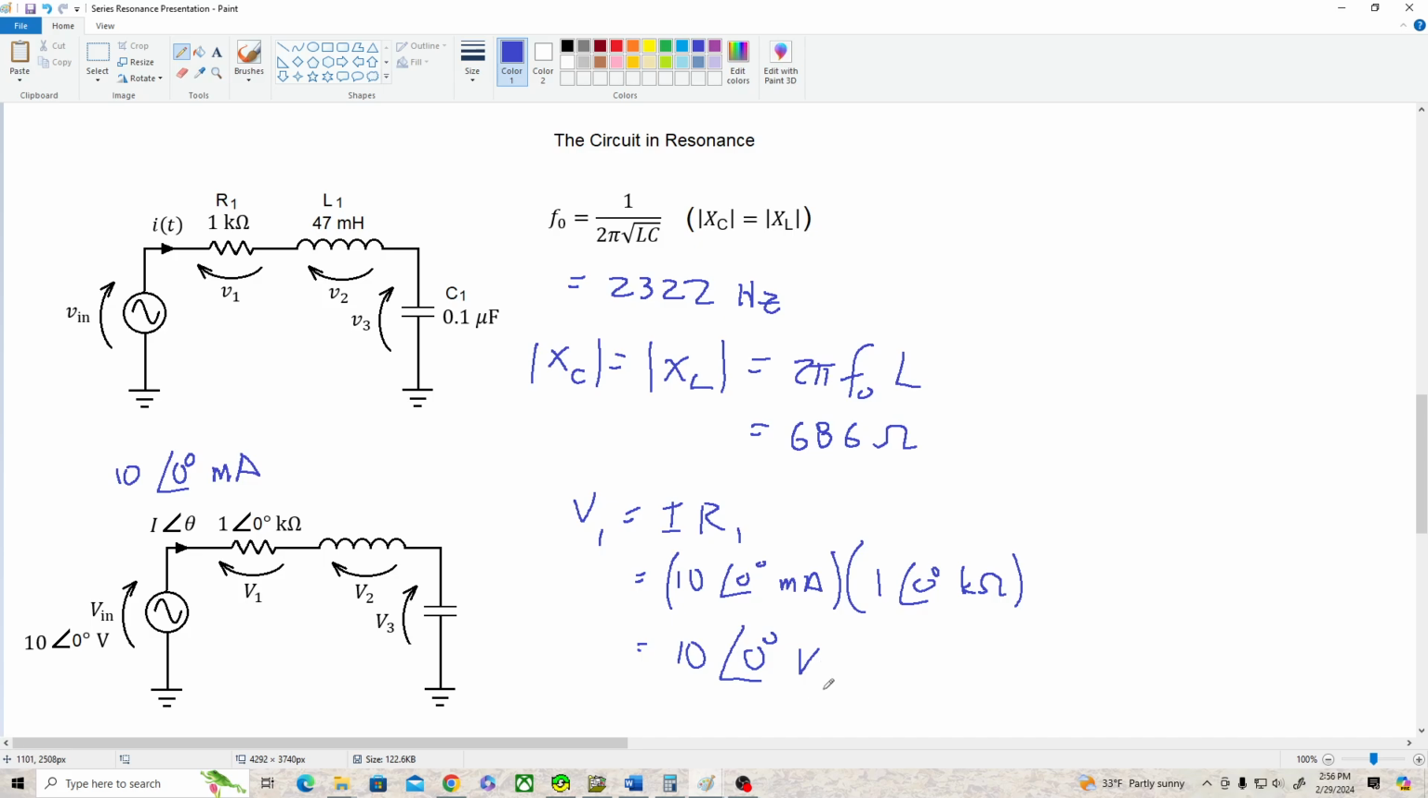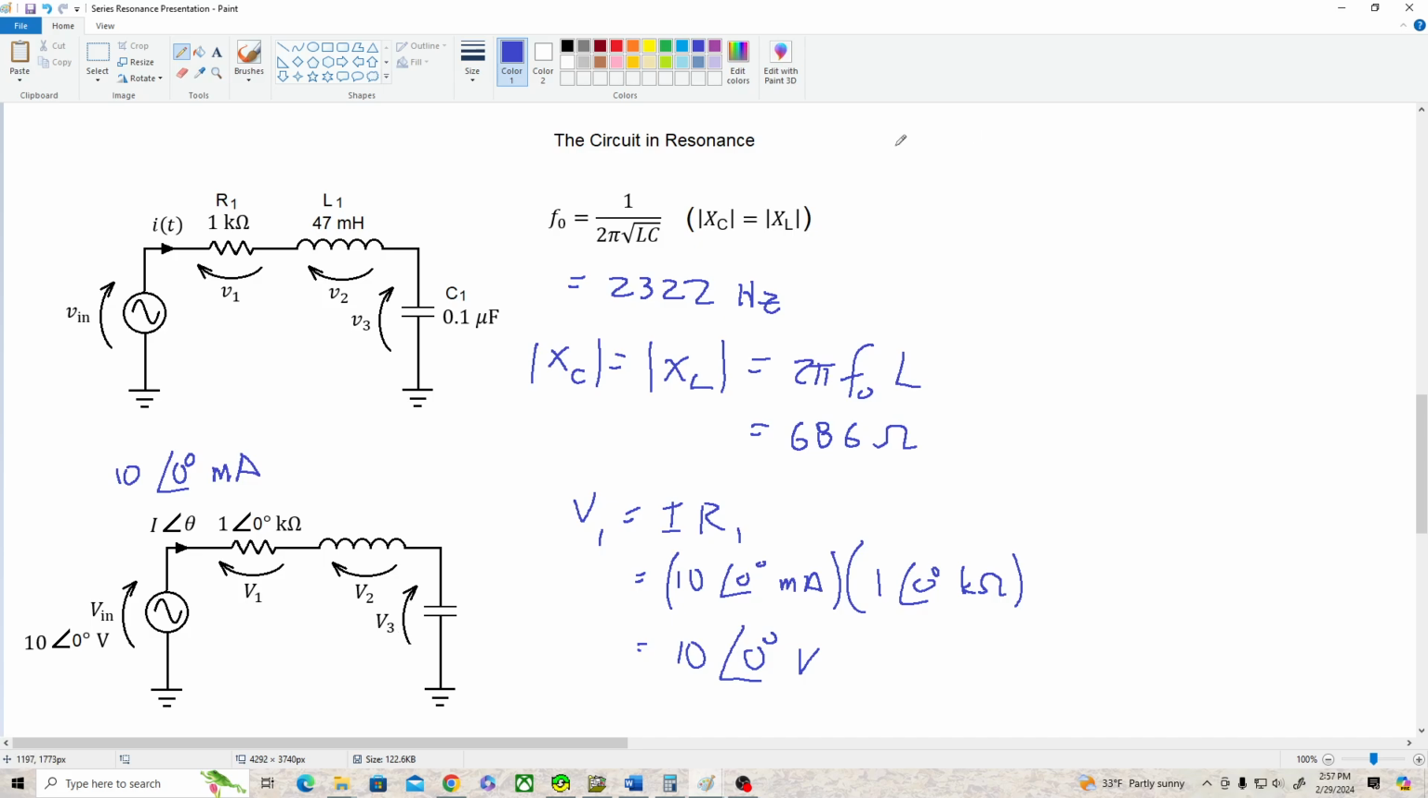Okay, now let's think about this for a second. I'm applying 10 volts at 0 degrees, and the drop across this resistor is 10 volts at 0 degrees. And at first glance, it seems like, well, then these voltages must be 0, but they can't be because these reactances aren't 0, and they've got current flowing through them. So let's figure out what voltages we do get across the inductor and capacitor.